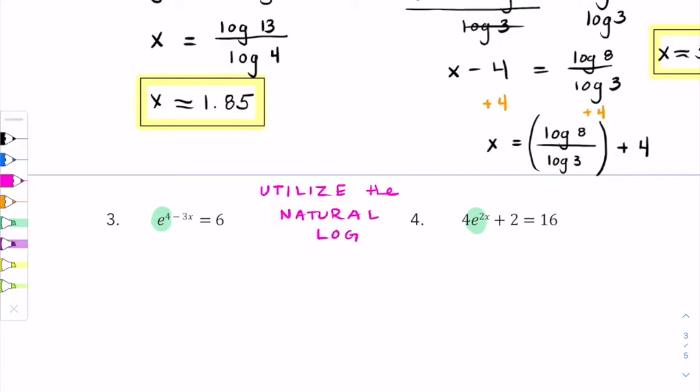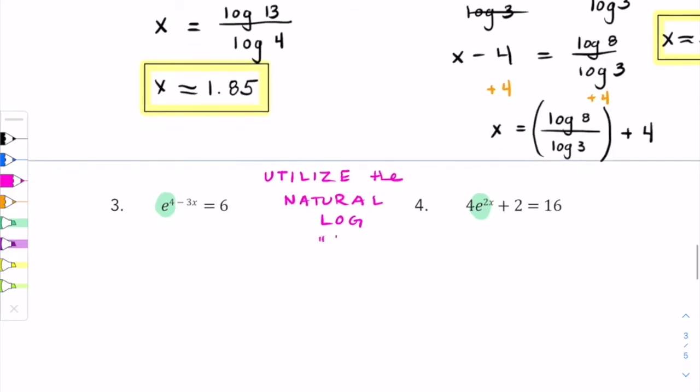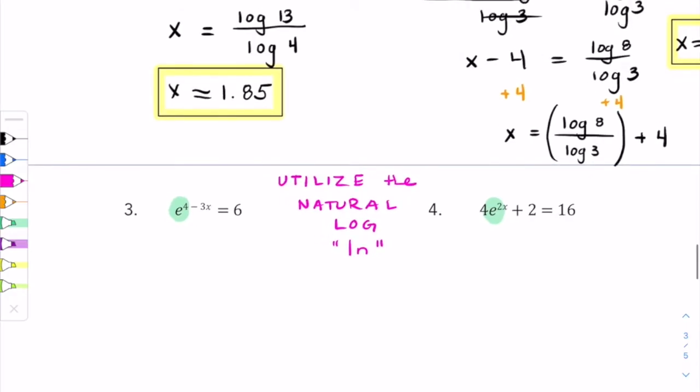The natural log always, for lack of a better term, we can use the natural log to undo a number e, or the number e. Okay, so number 3, e to the power of 4 minus 3x is equal to 6. Instead of writing log on both sides, we're going to just write ln, just one different key in our calculator. So ln of e to the power of 4 minus 3x is equal to ln of 6.